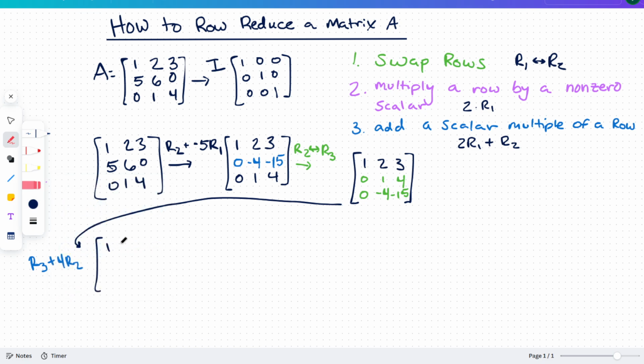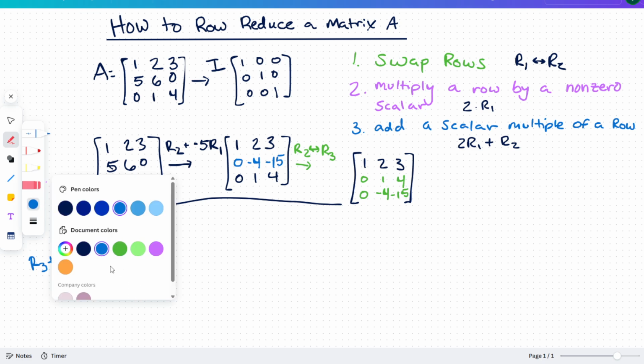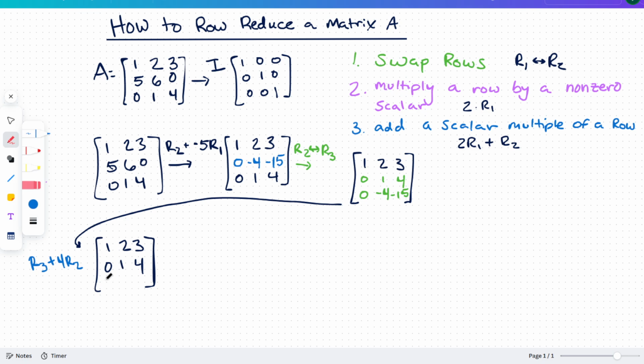So we know row 1's not going to be affected, and we know row 2's not going to be affected. And then we'll just write out our affected row 3. So that's going to be 0, 4 times 1 is 4, plus -4 is 0, and then 4 times 4 is 16, plus -15, that's going to be 1. So as we can see on the bottom here, we already have our bottom row of our identity matrix figured out.